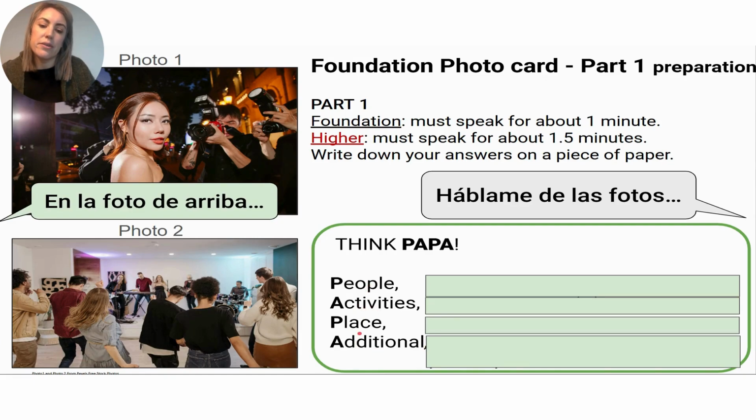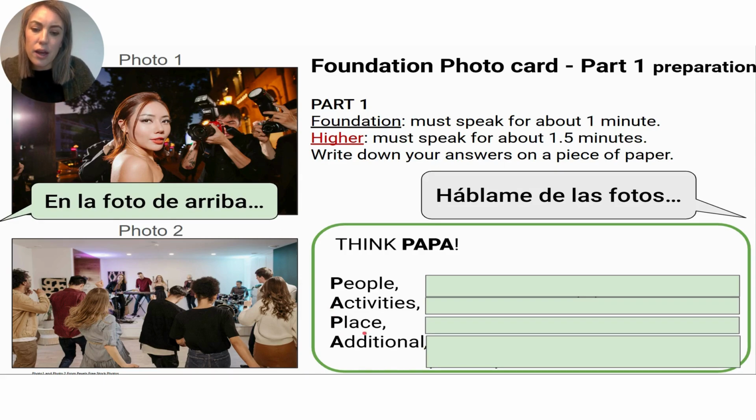P-A-P-A. You follow this, okay? P-A-P-A. So people, activities, place, and additional. So describe the people you see. En la foto de arriba, there's a woman, there are people with cameras, there are buildings, it is dark, whatever you want to see. Then the activities, what is she doing? Well, you can say she's smiling or she is, I don't know what she's doing. But think about something you can say in Spanish, not necessarily what you could express in English.